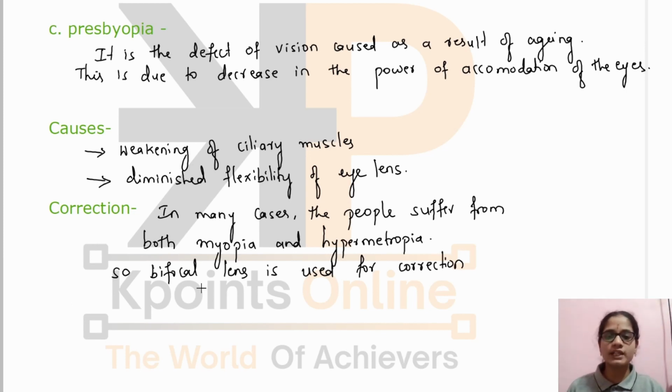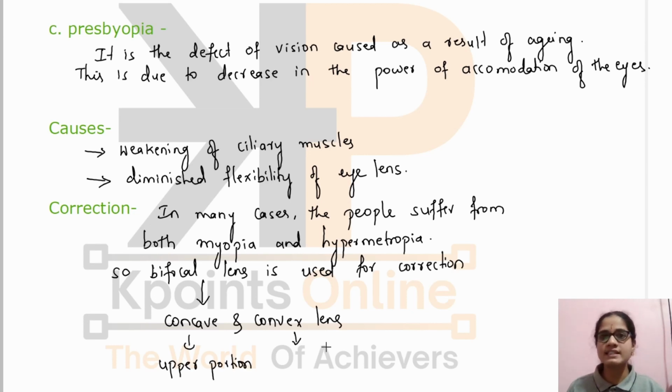What does this bifocal lens consist of? It consists of both the concave and convex lens. This concave lens is present in the upper part of the spectacle. It is placed at the upper portion. And this convex lens is placed in the lower portion. This is how the correction of the defect is done when the person suffers from both hypermetropia and myopia.